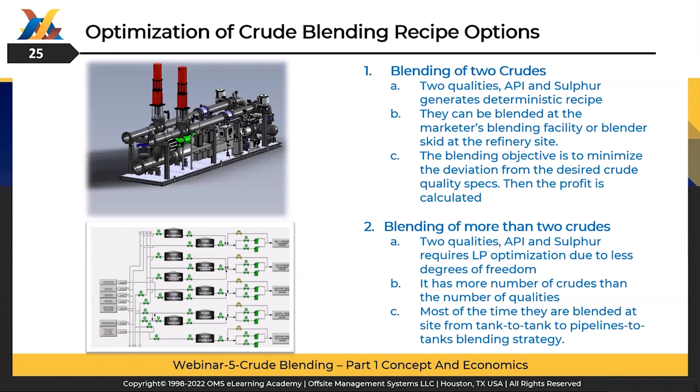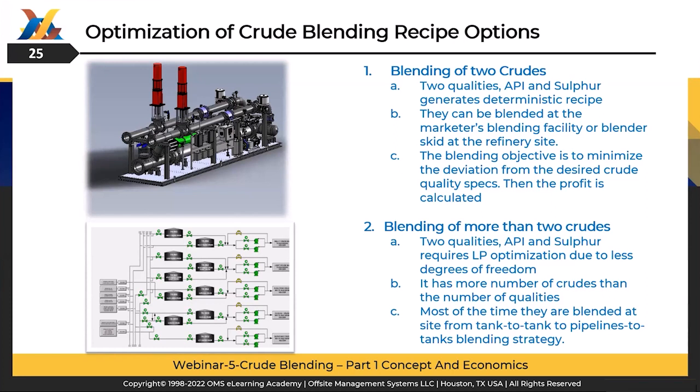So how do we optimize crude? Now, there are two modes. We can blend two crudes, binary crudes, to two qualities, API and sulfur, and it generates a deterministic recipe. It can be blended at the marketer's blending facility or a blender skid at the refinery site. And you see the picture of a blender skid, which can be installed at either of the places.